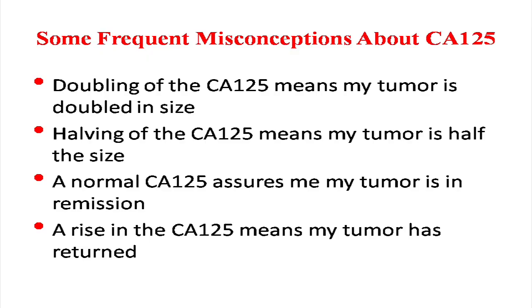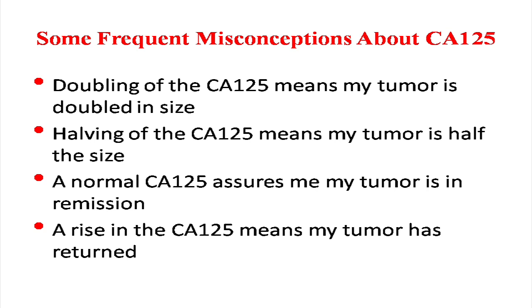Some frequent misconceptions about CA125. Doubling of the CA125 means my tumor is doubled in size. I've already mentioned this, but the clear answer is no. A halving of the CA125 means my tumor is half the size. For the same reason as the first bullet point, the answer here is no as well.